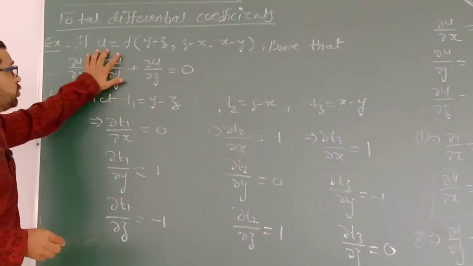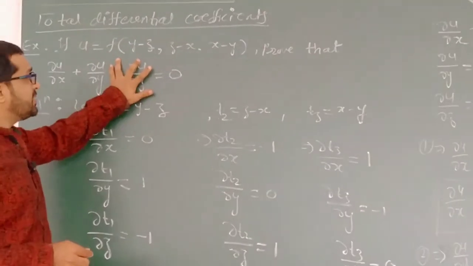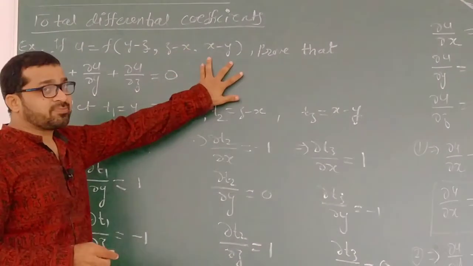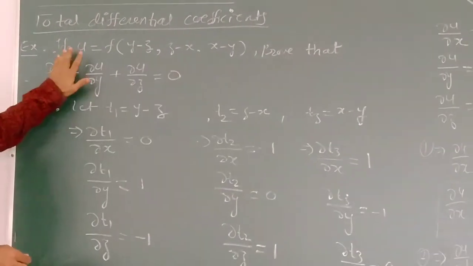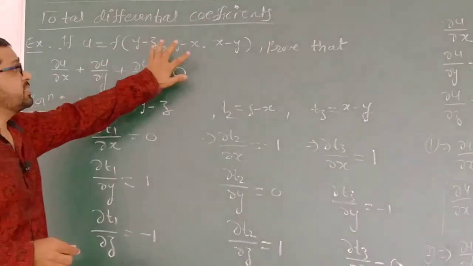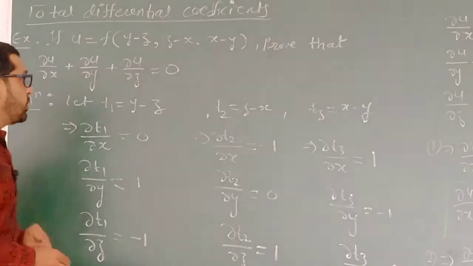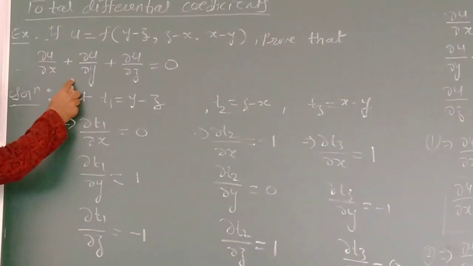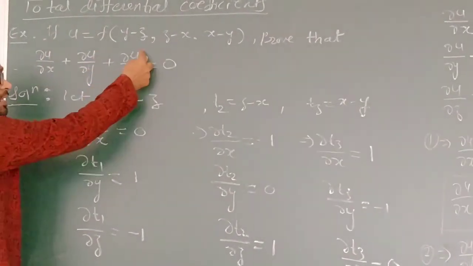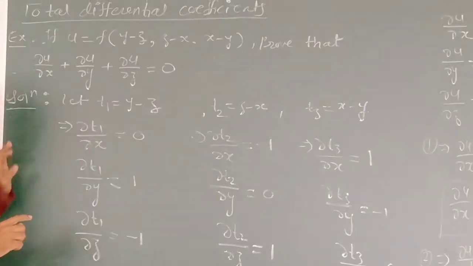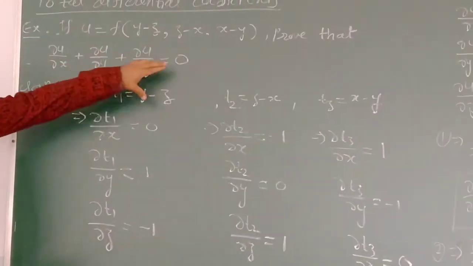If u equals f of (y minus z, z minus x, x minus y). So we can say here u is a function of y minus z, z minus x and x minus y, and you are asked to prove that del u by del x plus del u by del y plus del u by del z equals 0. This we have to prove, that is, the addition of these three equals 0.